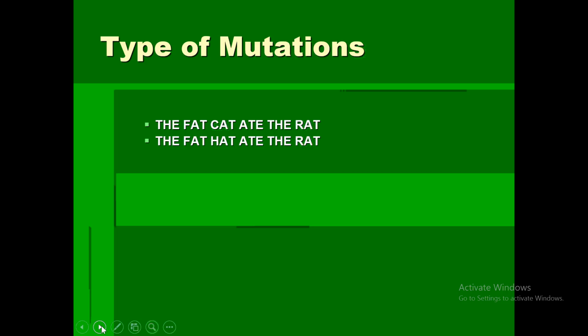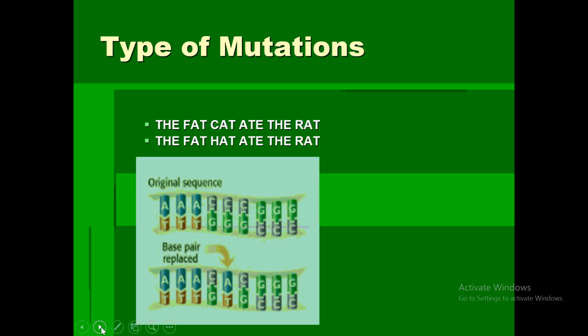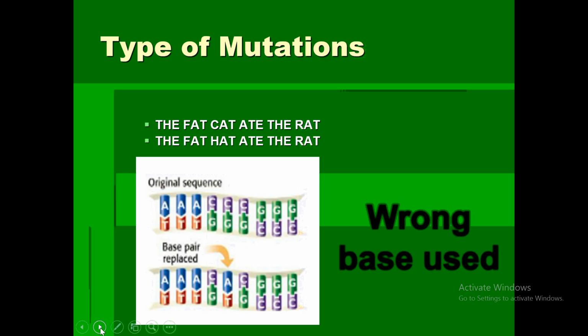Here you have the same amount of base pairs, but now you have something different. Before you had less, the second time you had more. Here you have the same amount, but there's something different. There's a change in the base pairing. So you have the wrong base pair used. And that's going to be substitution. Any questions on that?